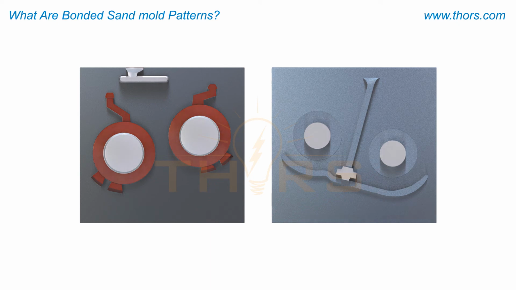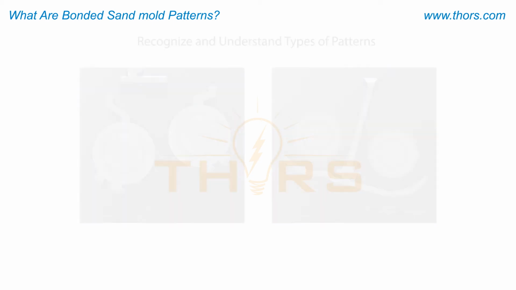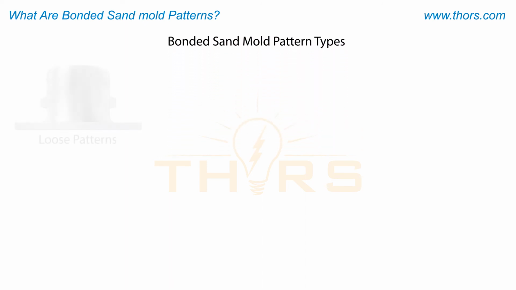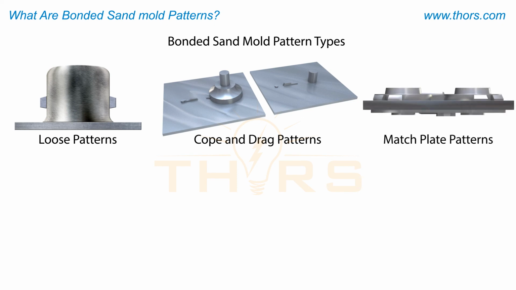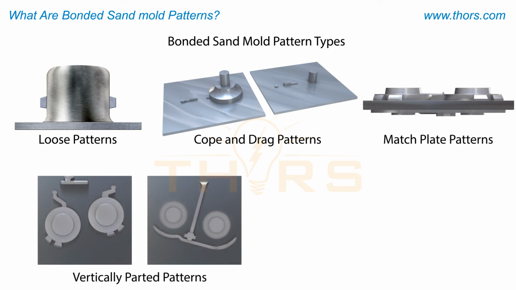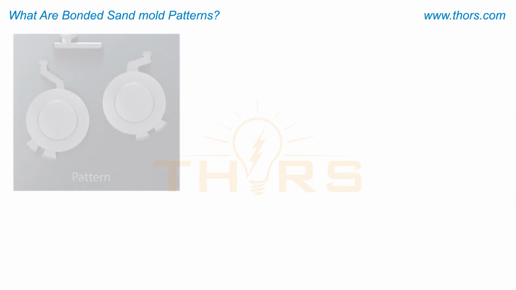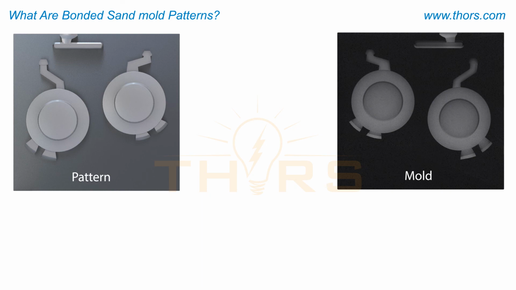To better understand bonded sand mold patterns, it is important to recognize and understand the types of patterns available for use. For bonded sand molding, these types of patterns include loose patterns, cope and drag patterns, match plate patterns, vertically parted patterns, and special patterns. When used for their intended purposes, these patterns help make molds that will produce quality castings.